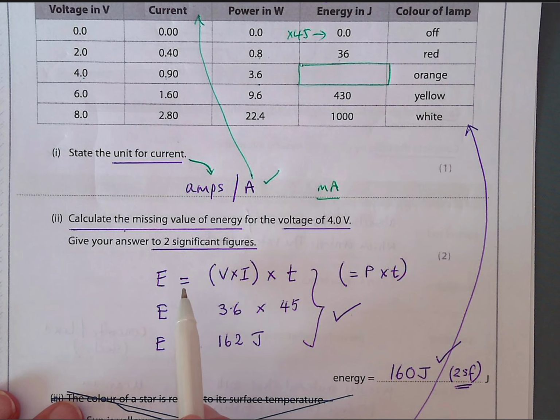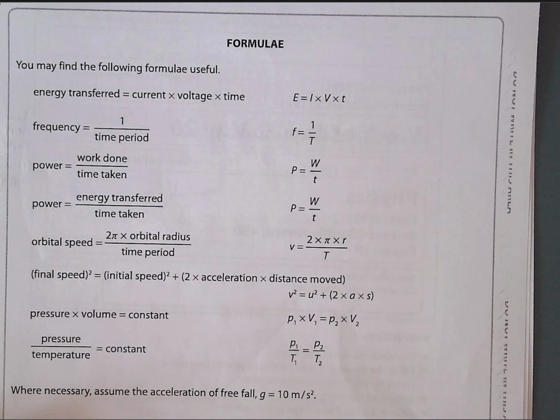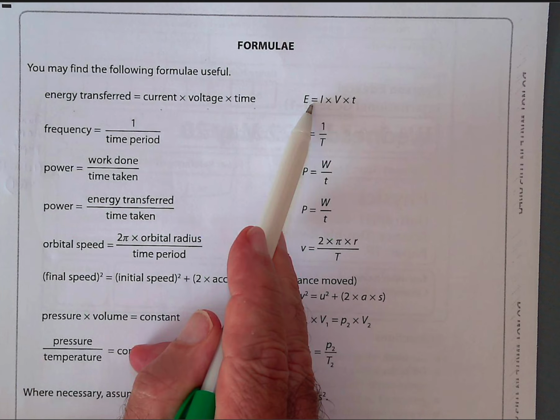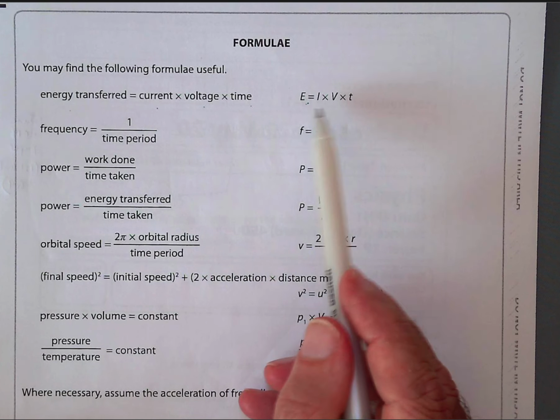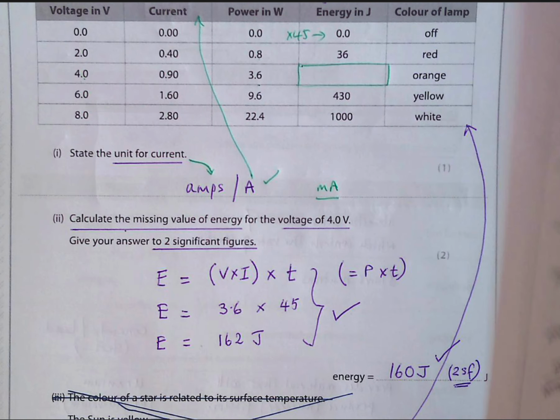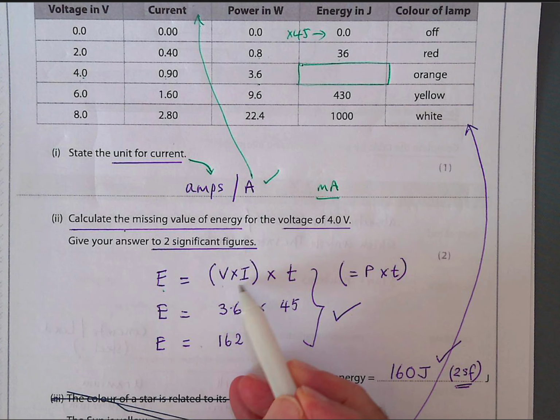Okay, so then again, you need to know the equation. Let's look at the equation sheet that I showed you at the beginning, and you'll notice that this is the first equation on the list. Energy transferred is current times voltage times time. So you don't need to remember that I is current, V is voltage, T is time. Okay, so going back to this question, you need to do exactly what it says. Energy is V times I times T.